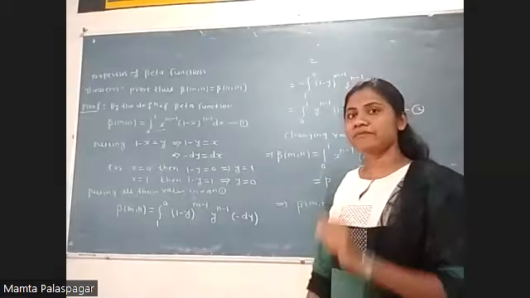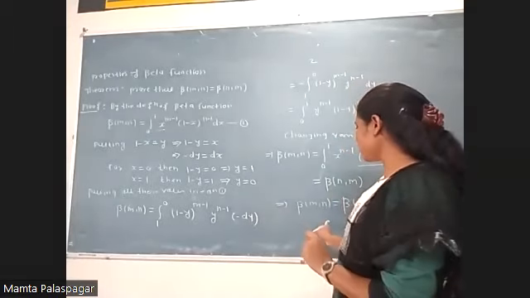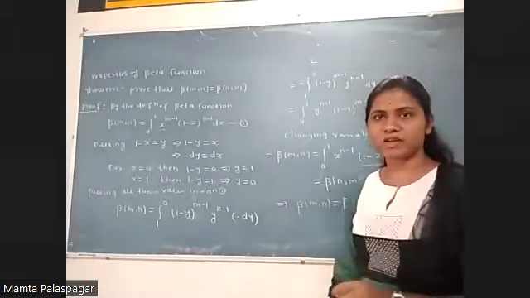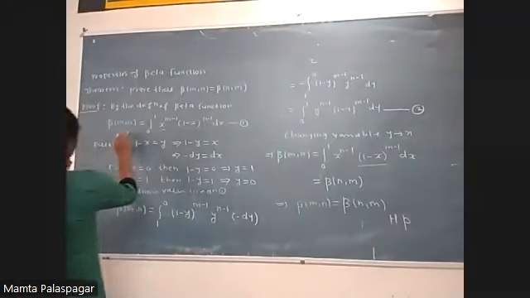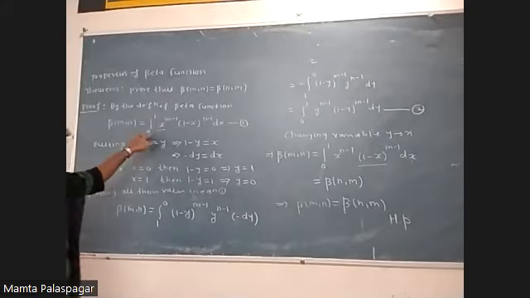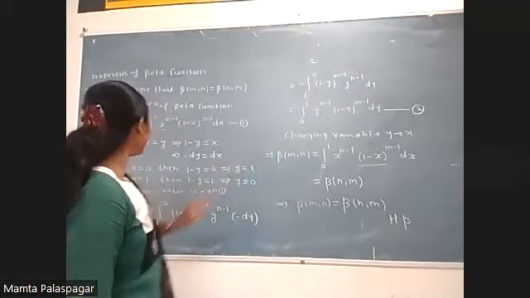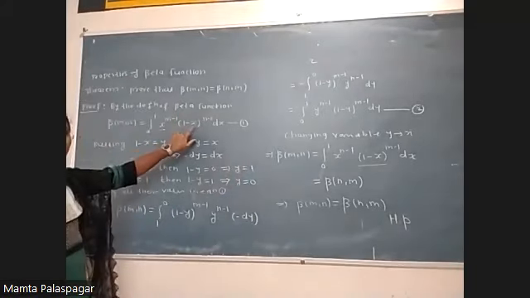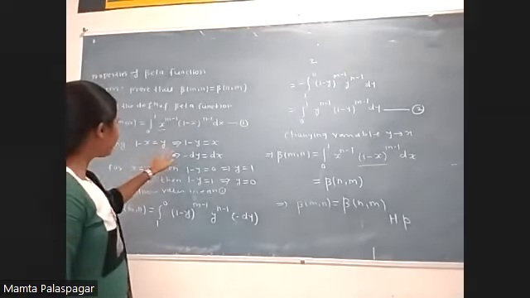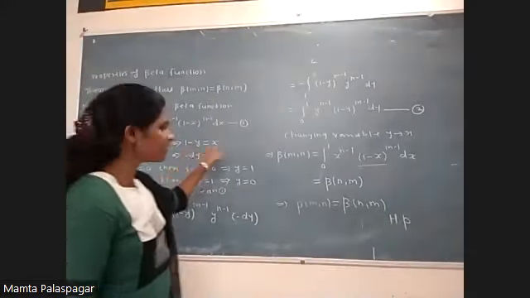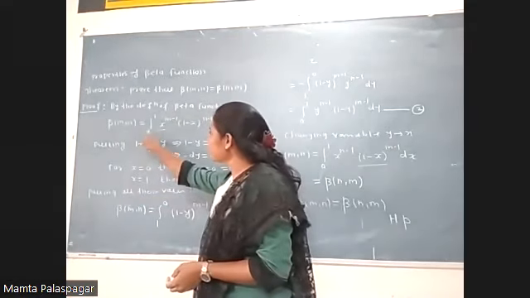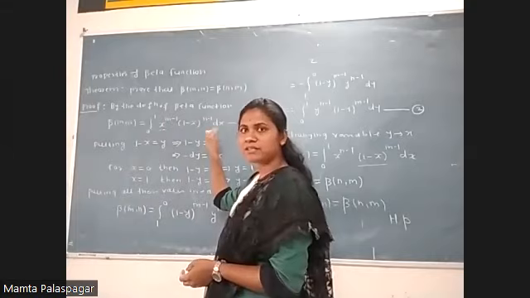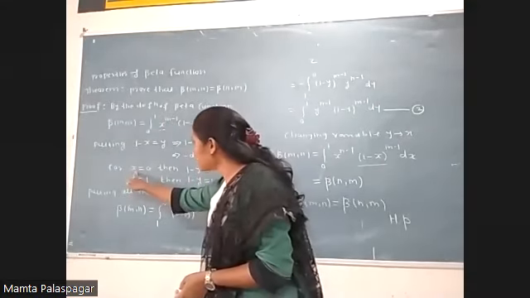So in this way, we easily prove that beta of m comma n is equals to beta of n comma m. To prove this theorem, we firstly write the definition of beta function, that beta of m comma n is equals to this value. In the next step, we replace this 1 minus x as y, and from that equation, we find the value of x. Then for the given limits for the variable x, just replace these variables.